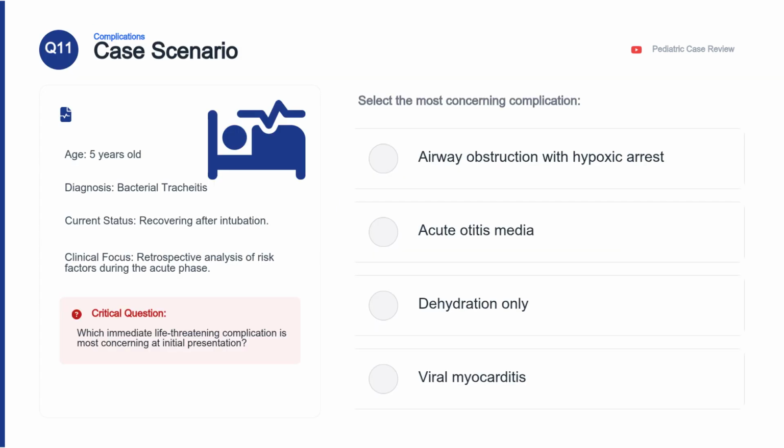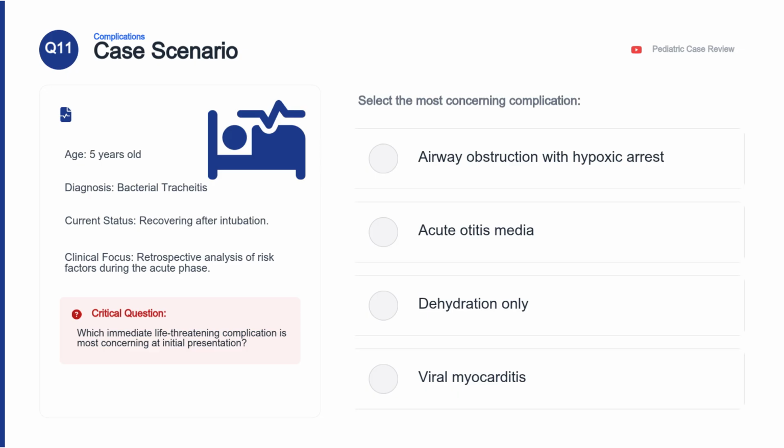Question 11 addresses complications. A 5-year-old child was successfully intubated for bacterial tracheitis and is now recovering well in the pediatric intensive care unit after 72 hours of appropriate antibiotic therapy and supportive care. The parents ask about potential complications of this condition. Which immediate life-threatening complication was most concerning at the time of initial presentation before airway management was secured?